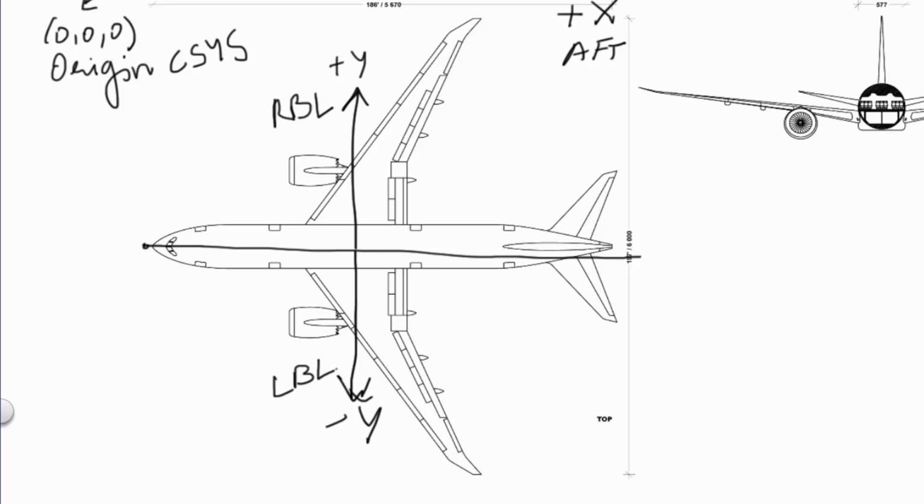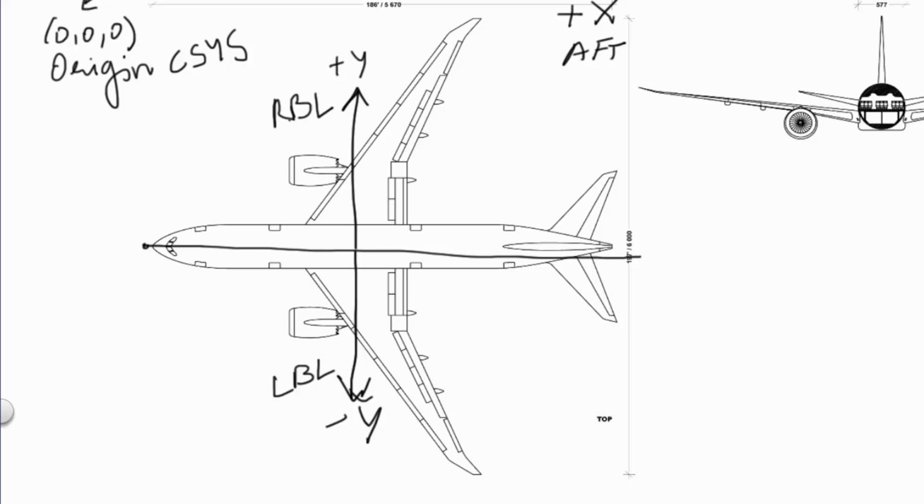Why is it called butt line? Well, my understanding is things come together and butt up against each other right at the center line of the aircraft going through the origin. So that's why I think it got that name, butt line.